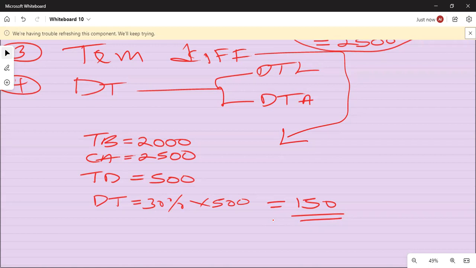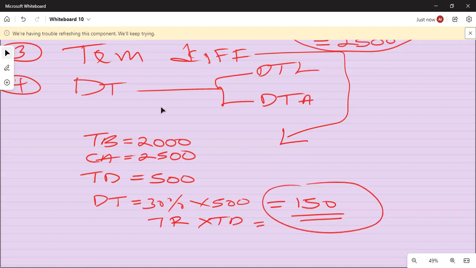So it is temporary difference that leads to deferred tax. Deferred tax is the tax rate multiplied by the temporary difference. This is the tax rate multiplied by the temporary difference, and it will give us the deferred tax of this 150.